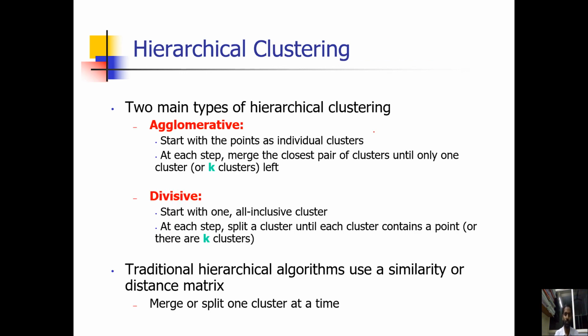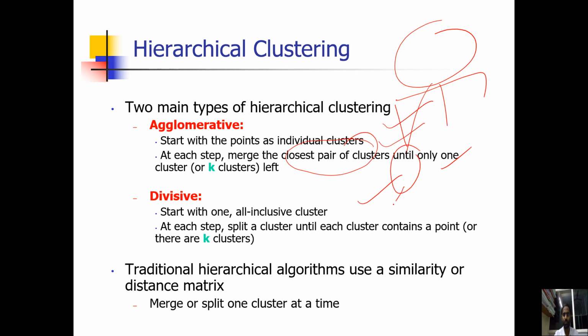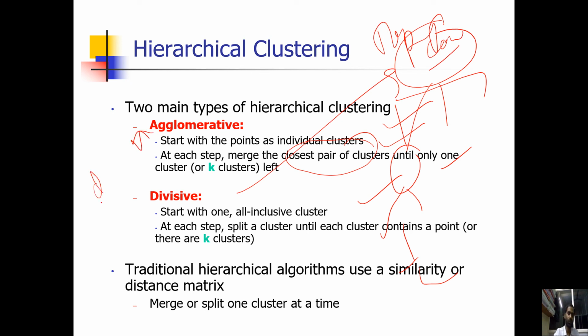There are two types of hierarchical clustering: agglomerative clustering and divisive hierarchical clustering. Agglomerative starts with points as individual clusters. At each step, it merges the closest pair of clusters until only one cluster is left. Divisive starts with one cluster, then splits into some number of clusters, and splits again. Divisive uses a top-down approach, whereas agglomerative follows a bottom-up approach.